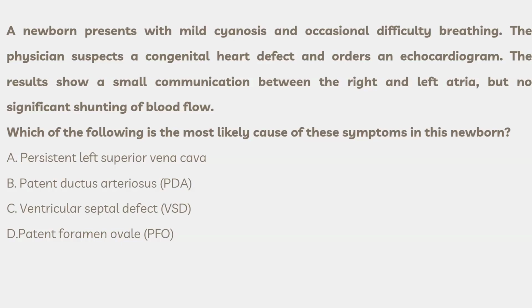A newborn presents with mild cyanosis and occasional difficulty breathing. The physician suspects a congenital heart defect and orders an echocardiogram. The results show a small communication between the right and left atria, but no significant shunting of blood flow. Which of the following is most likely to cause these symptoms? The most likely cause of these symptoms in this newborn? What do you guys think?